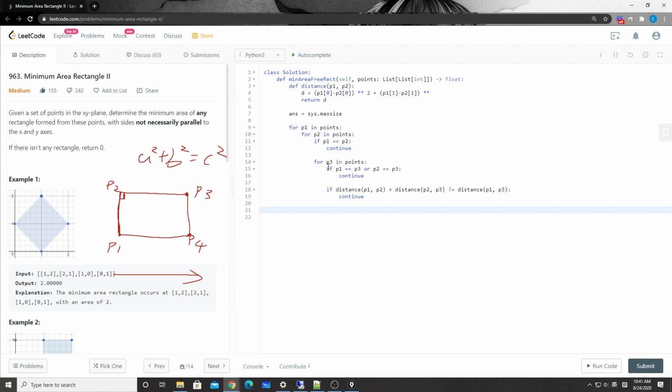Now if we have found the third point, here comes the trick. How can we find the fourth point? So here's the trick. Basically, x1 plus x3 equals x2 plus x4, and y1 plus y3 equals y2 plus y4.